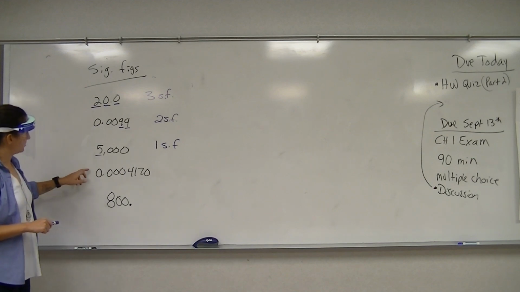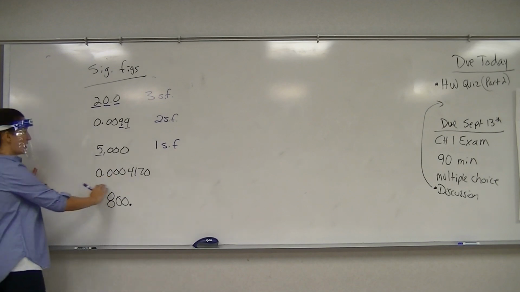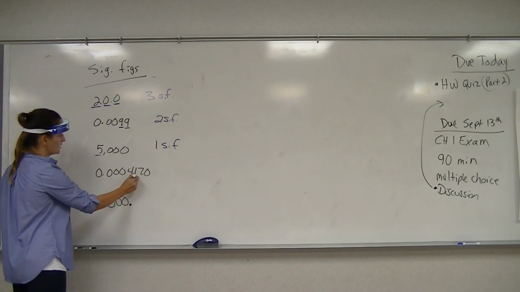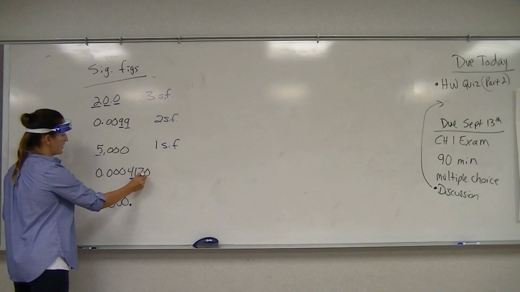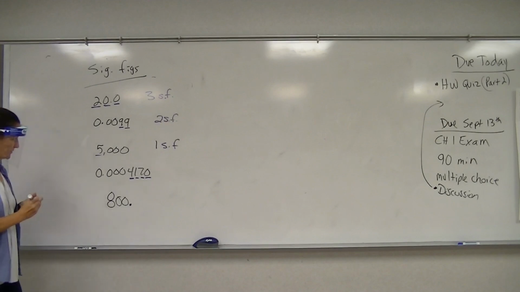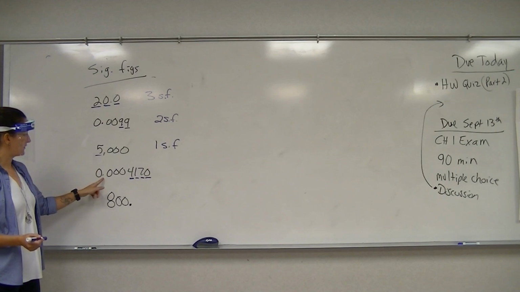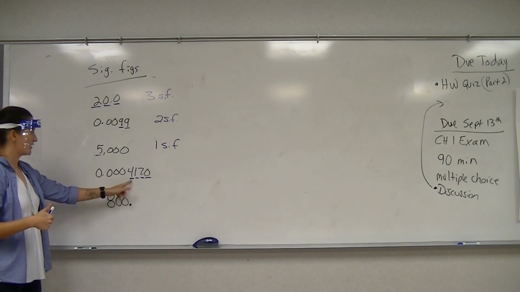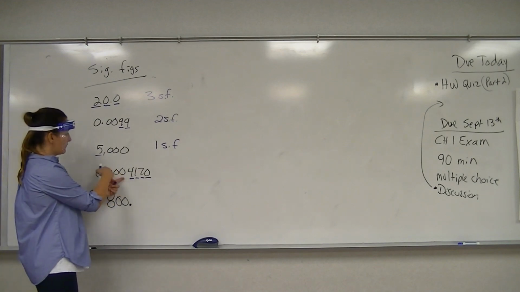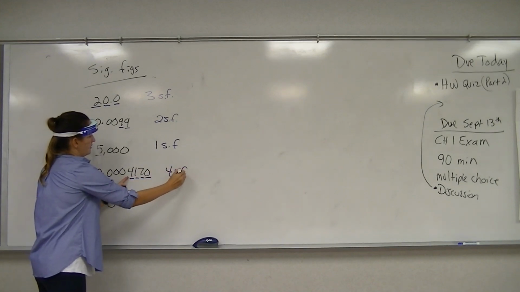All right. The next one, so we have 0.0004170. So count from left to right and don't start counting until you get to your first non-zero. So I'm not going to start counting until I get to the 4. The 1 and the 7 both count because they're not zeros. It's the zeros that sometimes count. So to figure out if this one counts, apply your rules. Do I have a decimal? Yes. Have I started counting? Yes. So that 0 counts. Zeros before do not, because we don't start counting until the 4. It's a total of 4 sig figs.